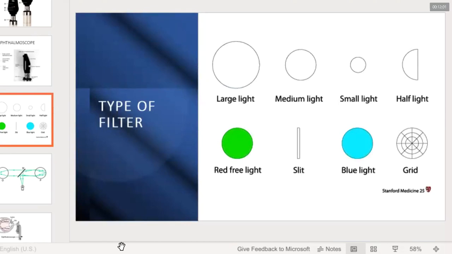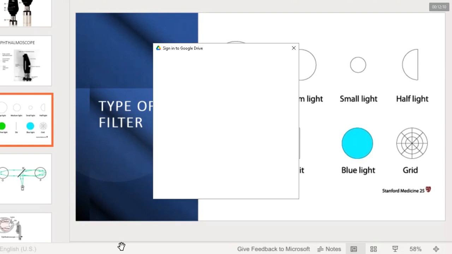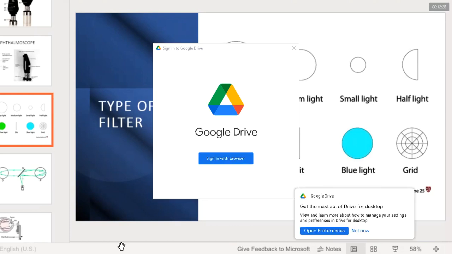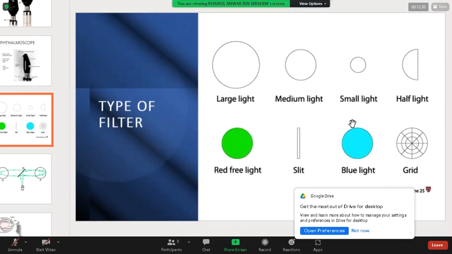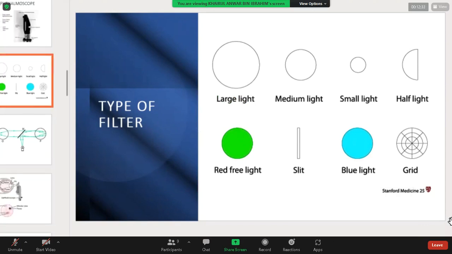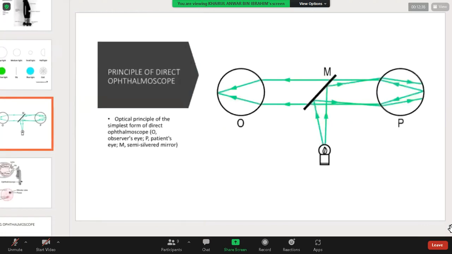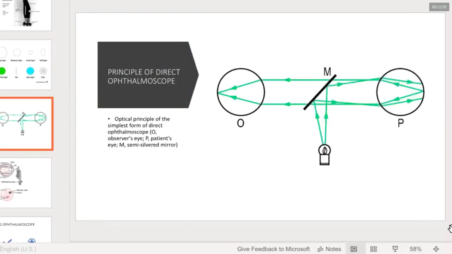Okay. So this will be the type of filter. For this direct ophthalmoscope, it does have all these filters, but sometimes certain direct ophthalmoscopes only have a few of these filters. We do have different sizes of light: the large, medium, and the small. And then sometimes we have a half light. And then we have the red free light, which is the green light. And sometimes we have a slit and also blue light. And also sometimes we have a grid.